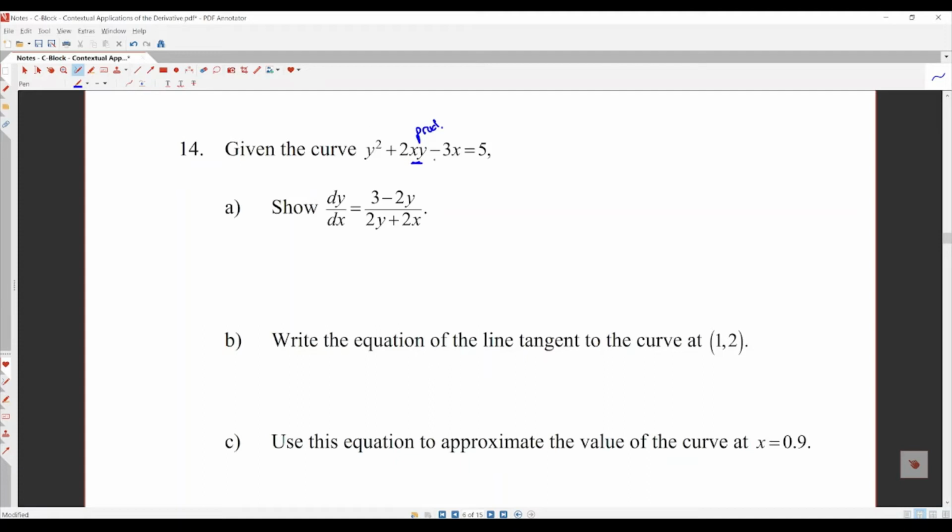So let's derive using implicit differentiation. So I get 2y dy dx plus 2 times. And again, I use the constant on the outside and then I derive the product. So it's 1 times y plus dy dx times x, minus the derivative of 3x, equals the derivative of 5. Clean this up.